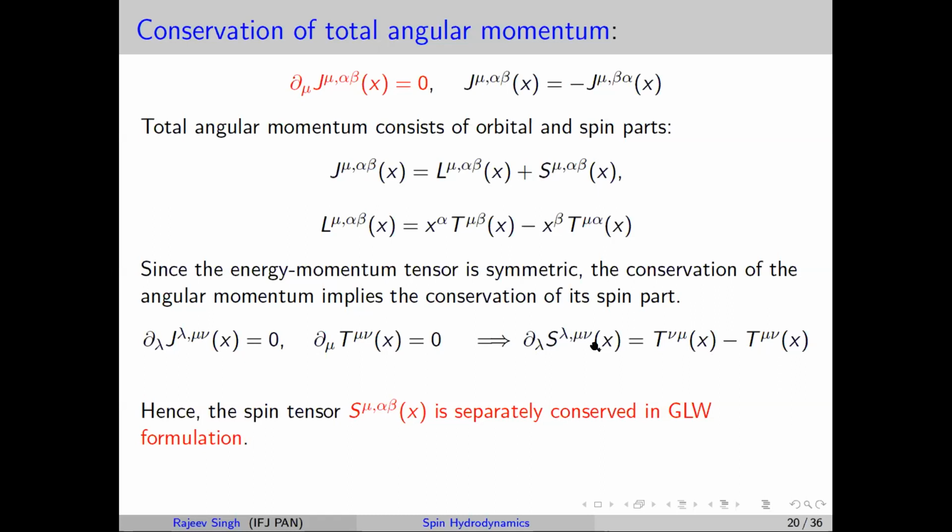For example, in the case of the canonical energy momentum tensor, which comes from the Dirac Lagrangian, T mu nu is not symmetric. T mu nu is not symmetric, so in that case, spin is not conserved. So that is why we are using the GLW form of the energy momentum tensor, so that we can make the spin conserved separately.